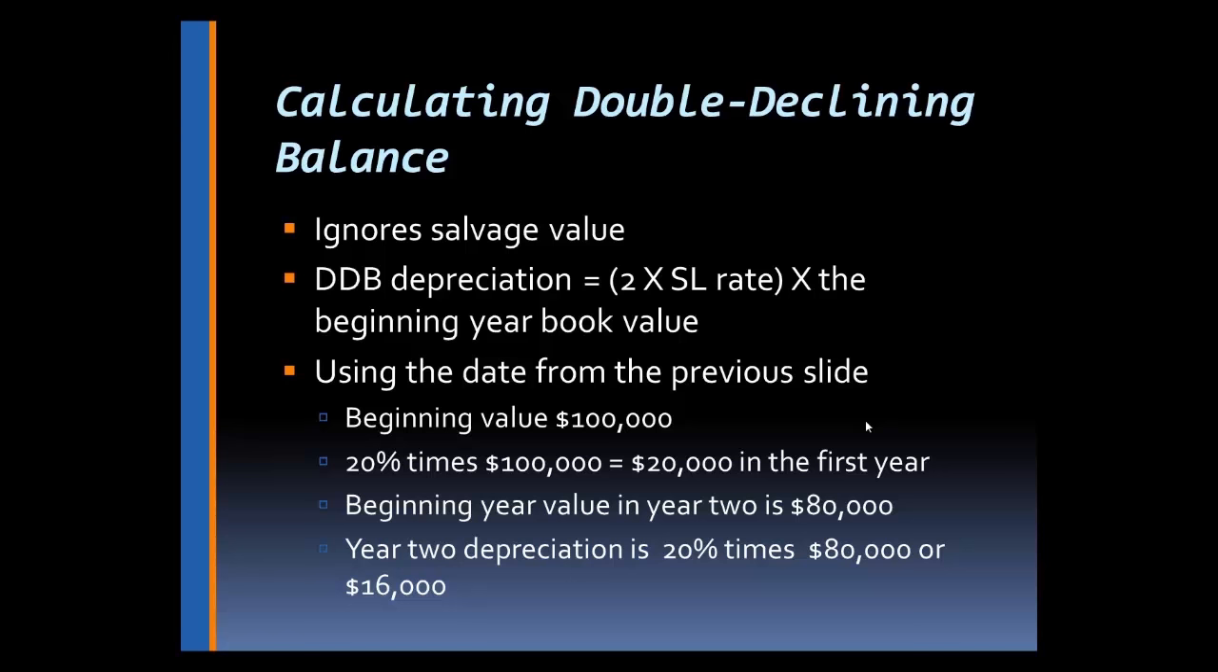At the beginning of the next year, the beginning balance for depreciation was 80,000. The 100,000 less the 20,000 we took in year 1. So then we take 20% times 80,000, or 16,000, as the depreciation in year 2. And we continue to do this each year until we reach the salvage value, because we cannot depreciate under the declining balance past the salvage value, even though we don't recognize the salvage value in making the original computation.